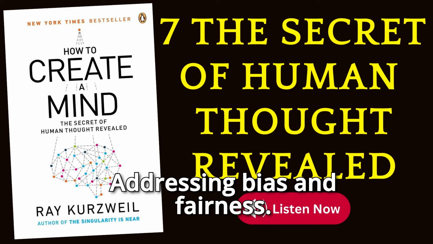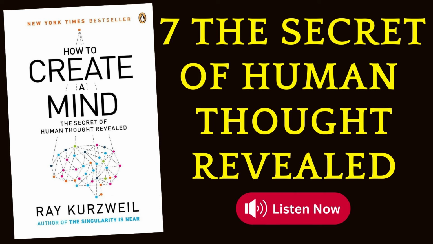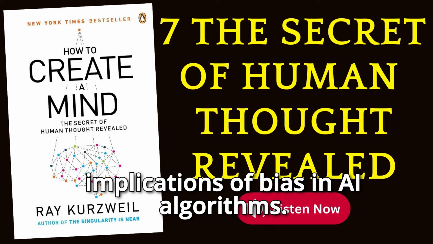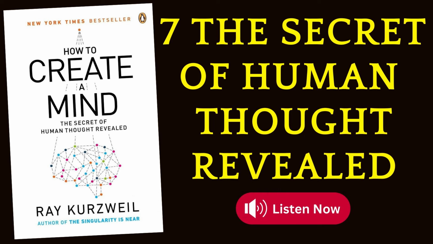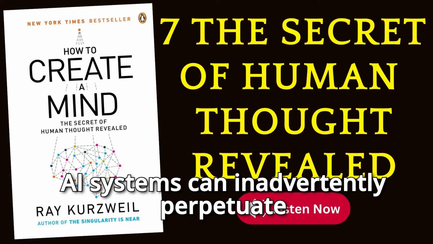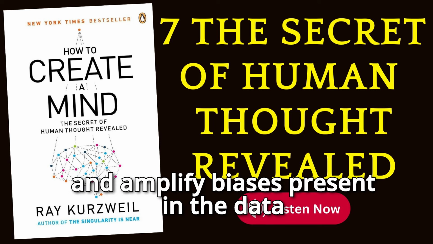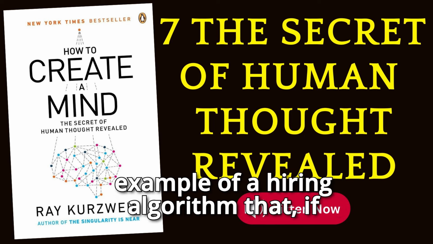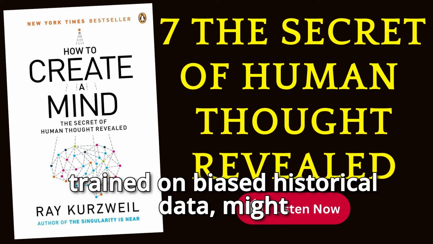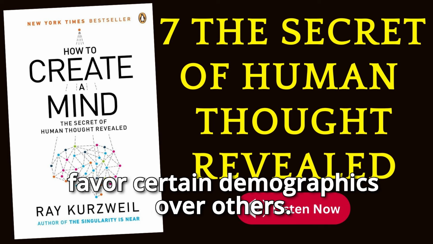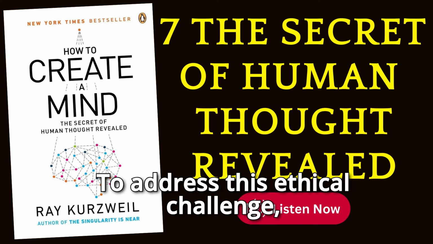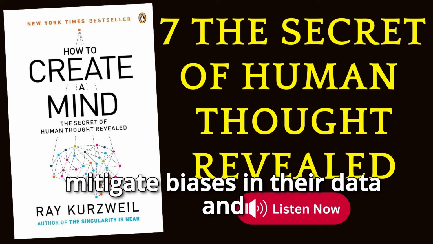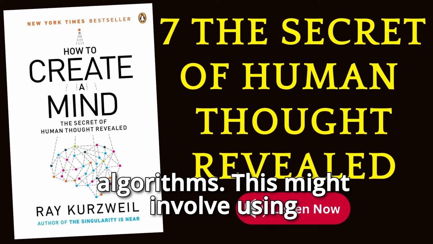Example 2. Addressing bias and fairness. Scenario. Kurzweil discusses the ethical implications of bias in AI algorithms. Narrative. AI systems can inadvertently perpetuate and amplify biases present in the data they are trained on. Kurzweil provides an example of a hiring algorithm that, if trained on biased historical data, might favor certain demographics over others. To address this ethical challenge, developers must actively identify and mitigate biases in their data and algorithms.